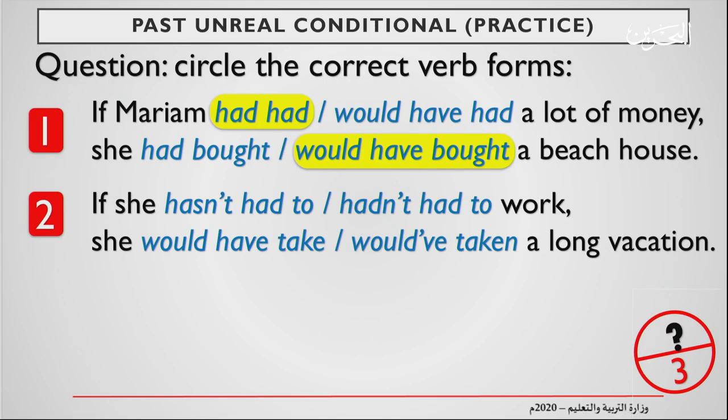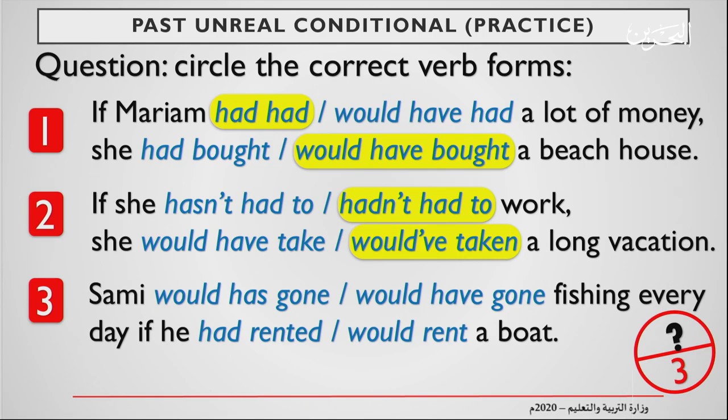Number 2: if she hasn't had to or hadn't had to work, she would have take or would have taken a long vacation. 5 seconds. Let's check the model answer. If she hadn't had to work, she would have taken a long vacation. Give yourself a mark.